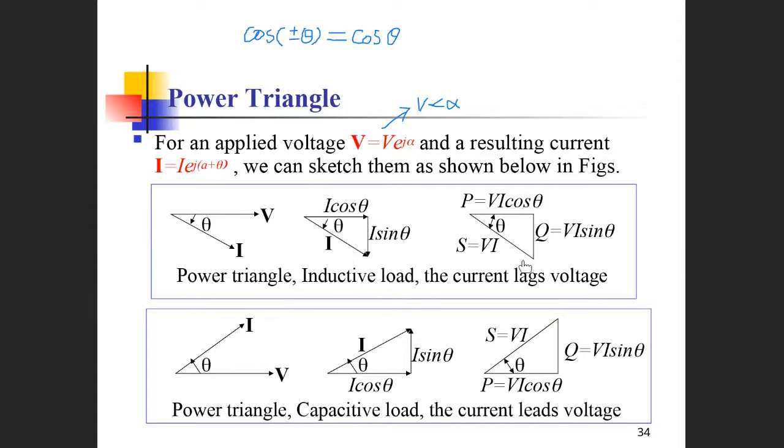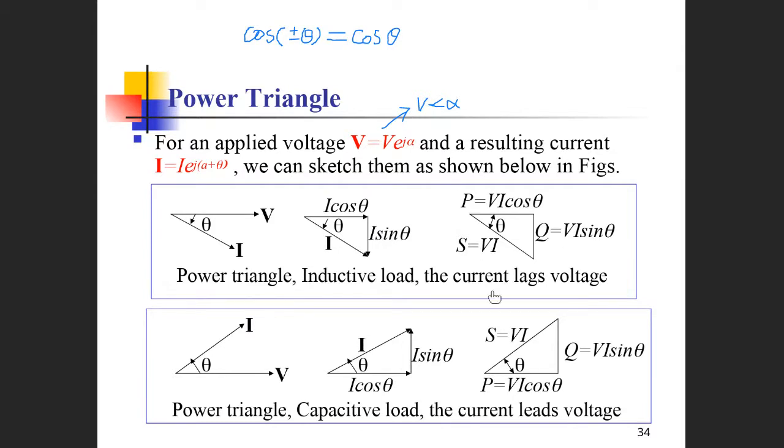And then you have the power issues. The total power is the voltage times the current, that's this part. The average power is the voltage times the current times the cosine component, while the reactive power is the VI product times the sine component. So the average power is the product of the current in the direction of the voltage, the same direction, and the reactive power is the current perpendicular to the voltage.